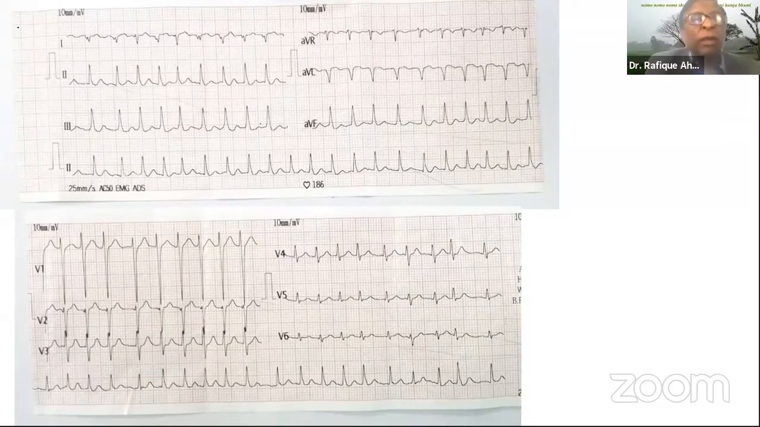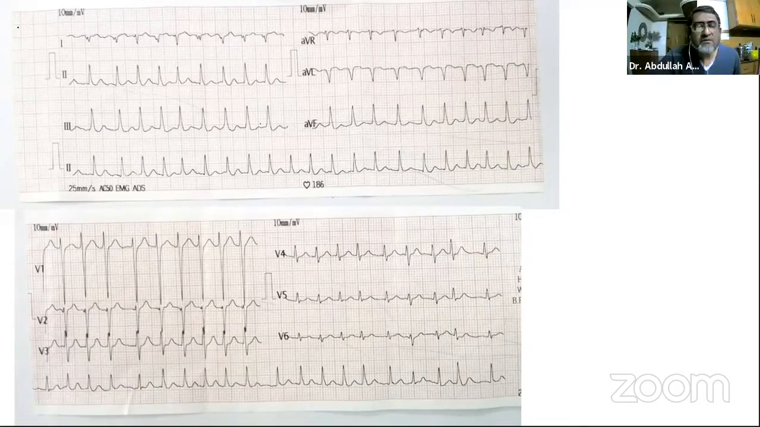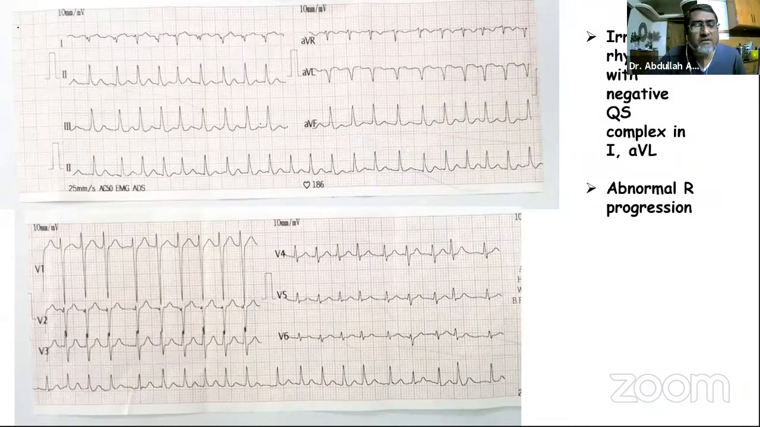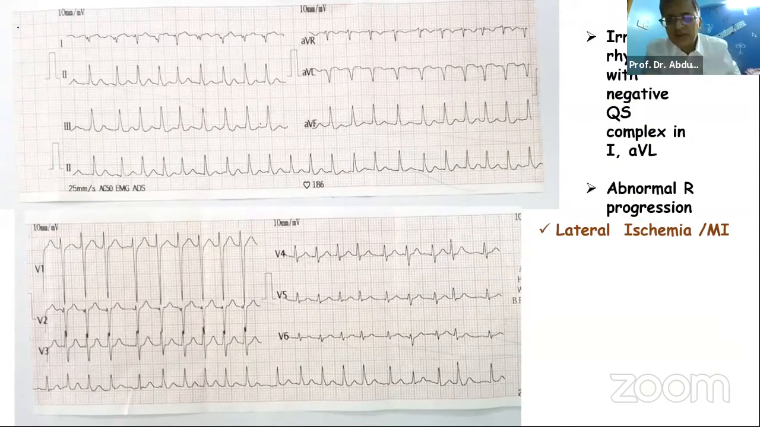Because in lead 1 and AVL, there is such a big Q wave. In V6, V5, there is nothing. So that's a little unusual. And there is no positive deflection in either of the leads. Exactly, sir. Sir, can I make a comment?